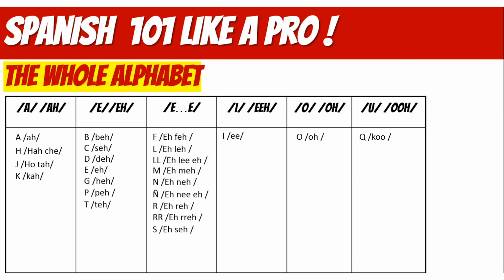T, U, V. Now notice in Spanish we don't have any real difference between this one, B, and this one, V. We don't say B, V. We don't say that. In both cases we pronounce it the same. B, V, W.